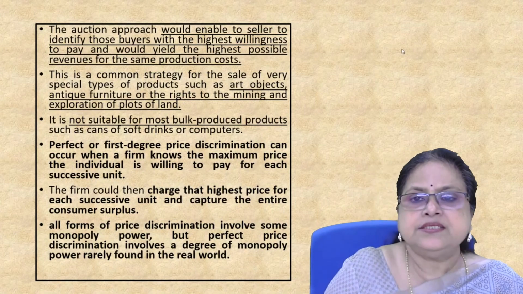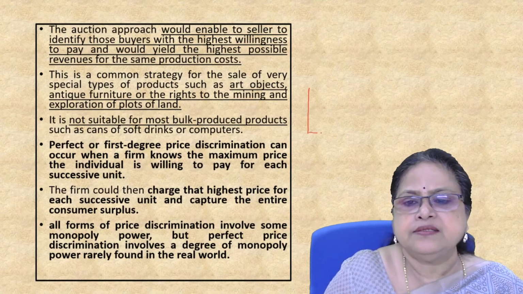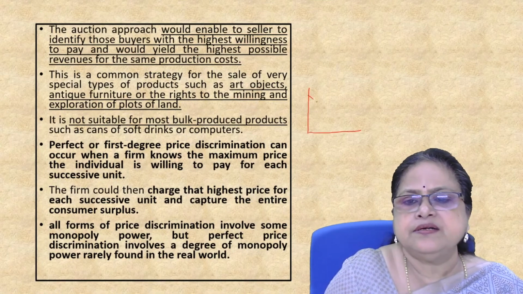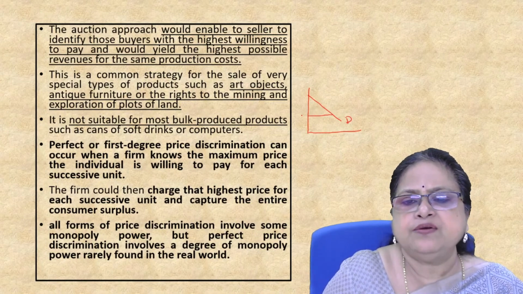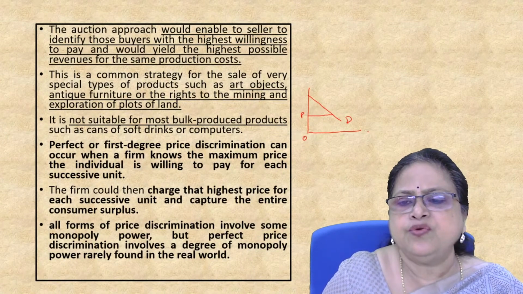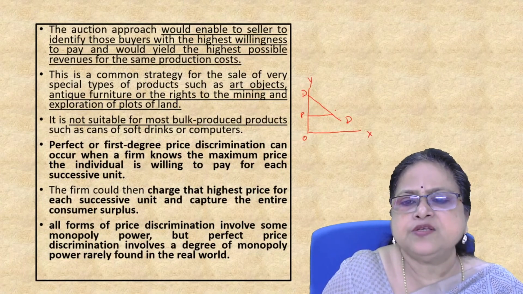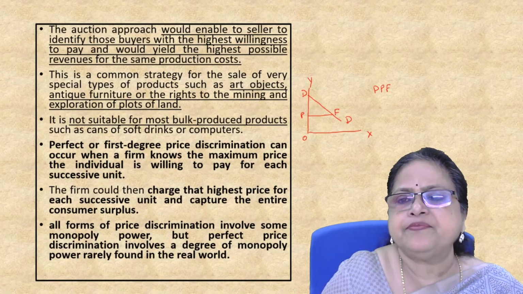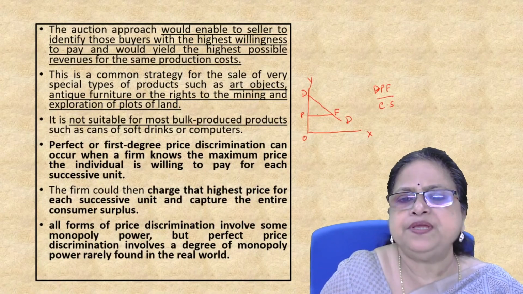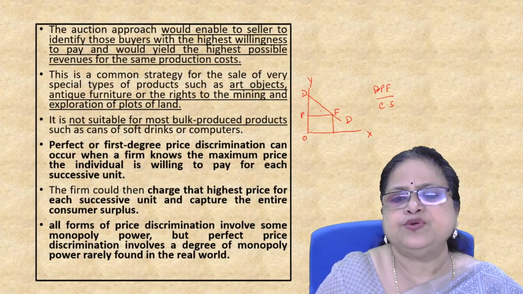So suppose this is the diagram. This is the demand. Suppose this is the market price, OX and OY. Now this is demand. Now suppose this is F. So DPF is the consumer surplus. DPF is what he is willing to pay minus what he actually pays.